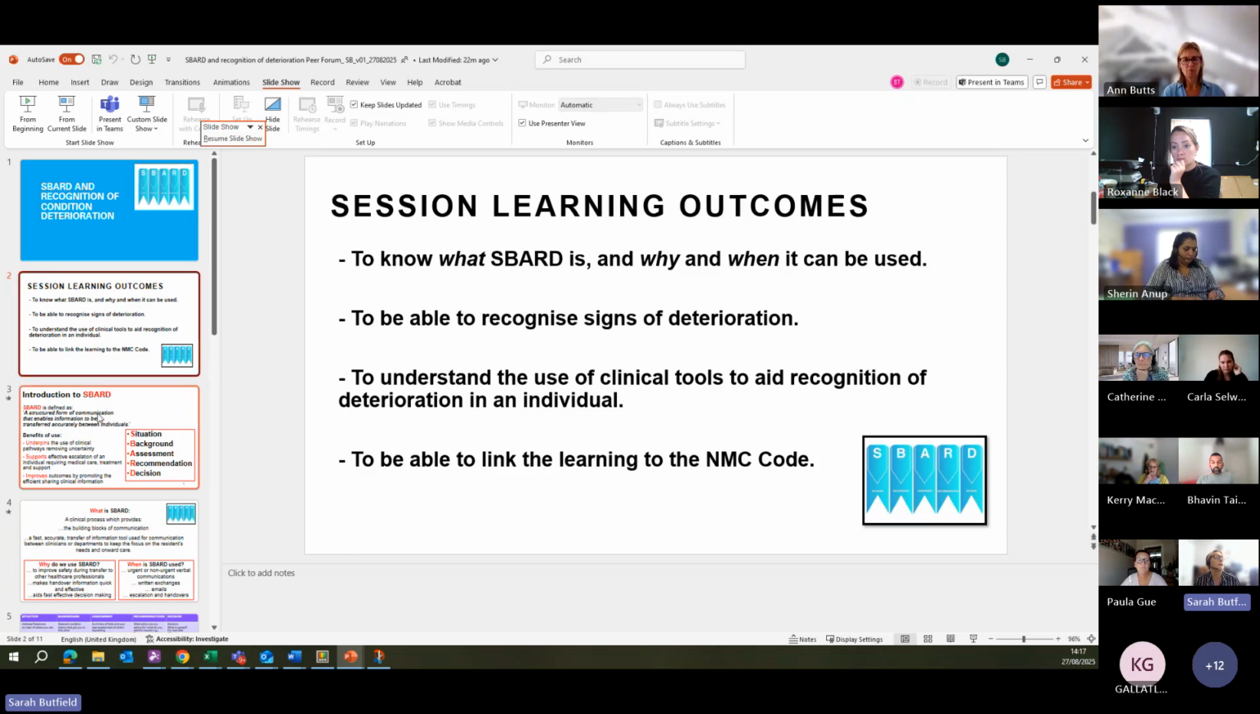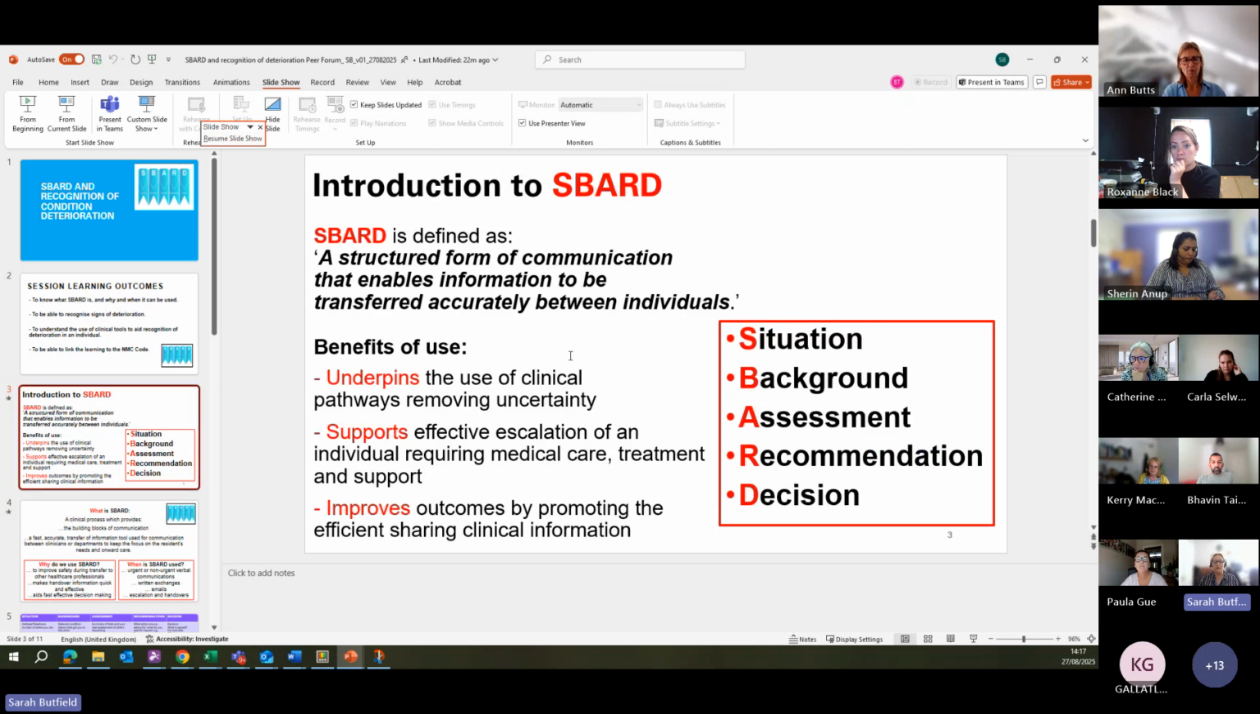Okay, so as an introduction, for anyone who's not familiar with it, SBAR is a communication tool. Now, it isn't used in isolation within healthcare. It is also used within the military and in some education areas as well. But if we keep within the healthcare arena, we are looking at situation, which is the S, background, assessment, the recommendation, and then the decision on onward care.